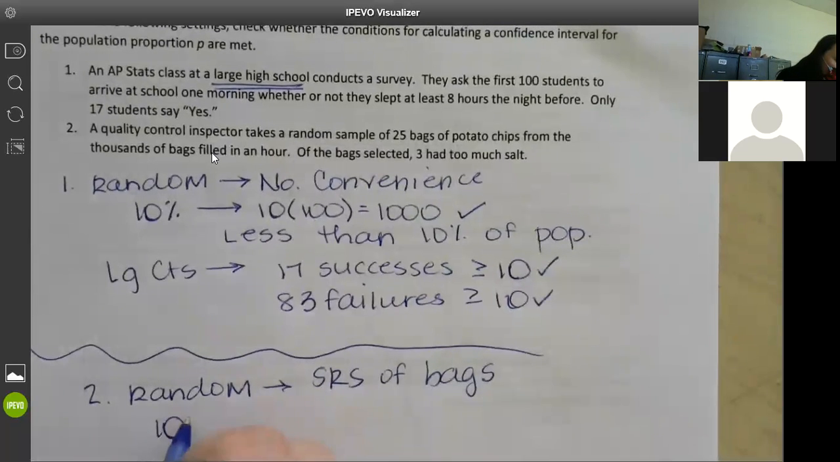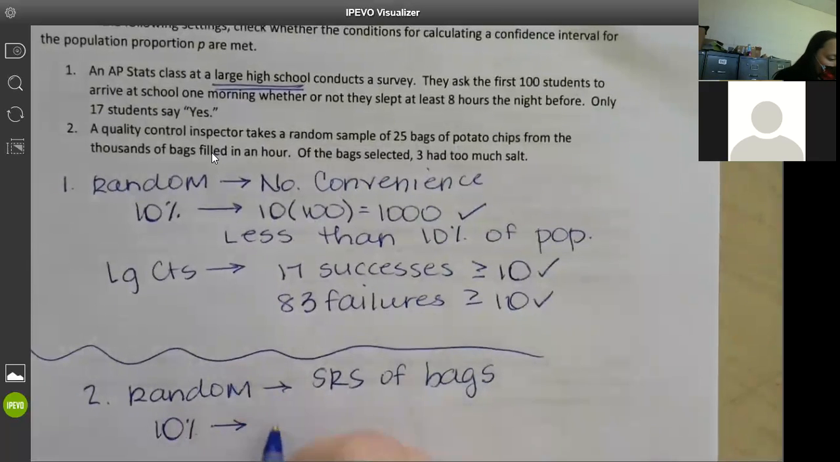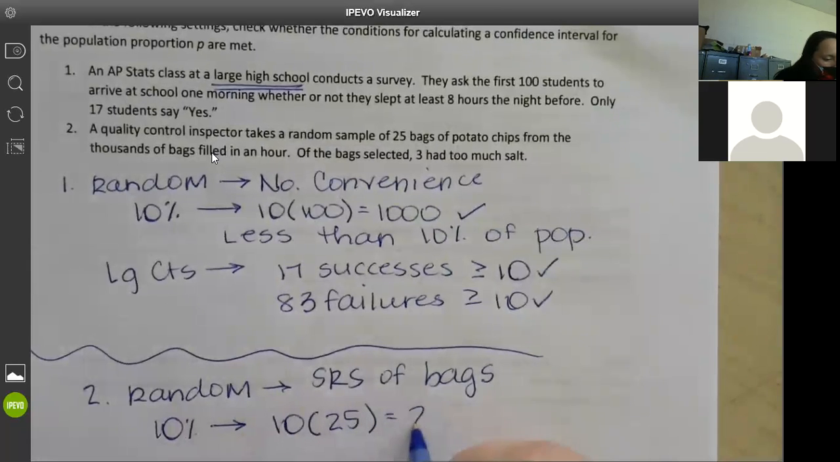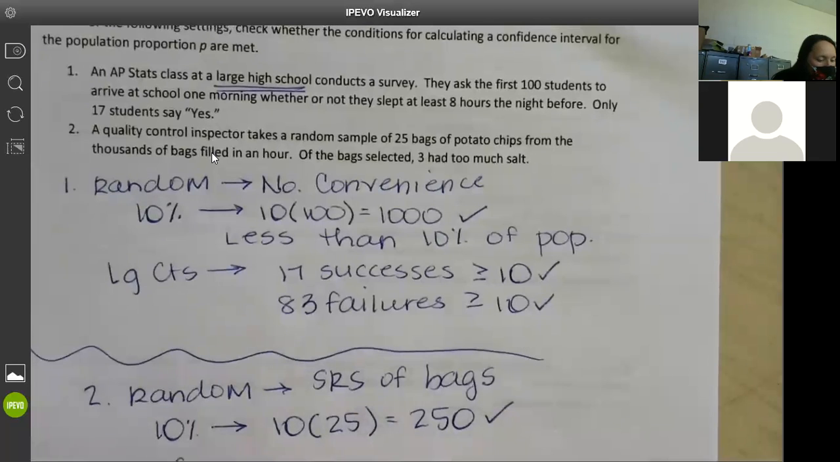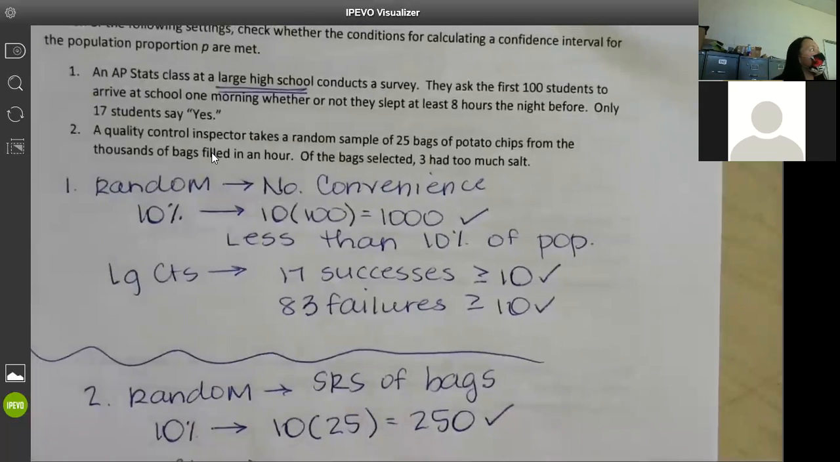10%, how do we check it? Do you think the population is greater than 250? Yes. Pretty sure they make more than 250 bags of potato chips.